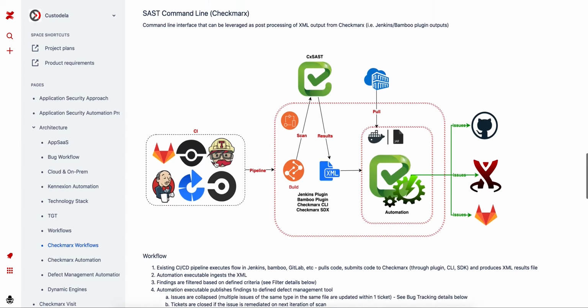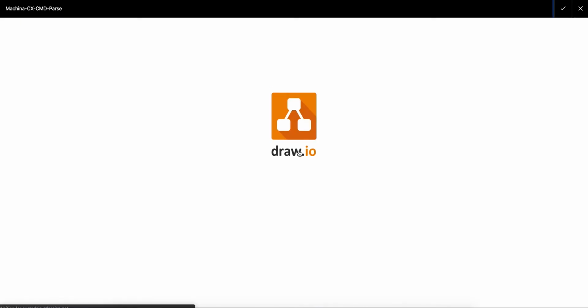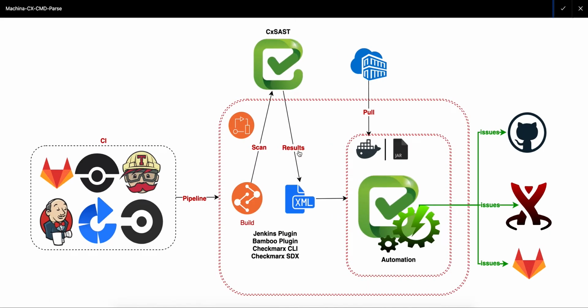The second way of running this automation is a simpler command line approach, which can leverage an existing pipeline that leverages Checkmarx in the background, such as if you're working with the Jenkins plugin or the Bamboo plugin, or if you're just running the CLI. All you need to do is produce the XML file, and this XML file can be pulled into this automation module, and again can publish findings to the defect management system of your choice, providing a closed loop approach, opening and closing tickets automatically.